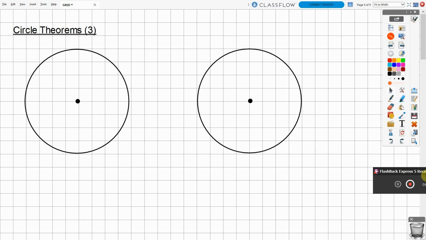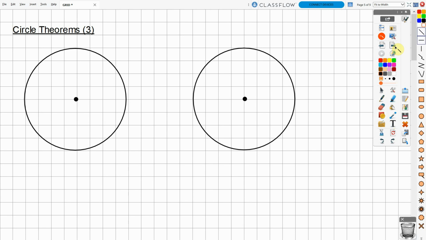In this third video on circle theorems, we're going to consider two more of them. These ones are fairly straightforward. First of all, you need to remember what a tangent is, or if you don't know, you need to learn. A tangent is a straight line which touches a curve but doesn't actually cut through it. And that's what's happening here.